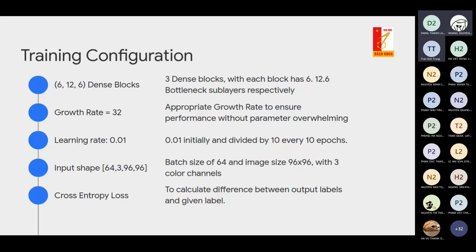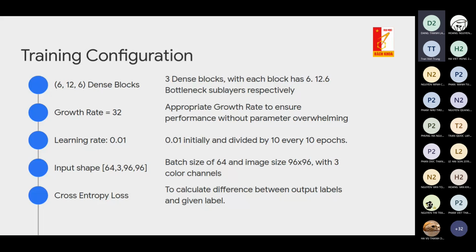So the growth rate is actually the output of the bottleneck, but the difference is that we concatenate the number of channels through each bottleneck, so that after the first bottleneck we have 32 output channels, and after the second we have 64. After the third we have 96. It grows by 32 after each bottleneck sublayer.